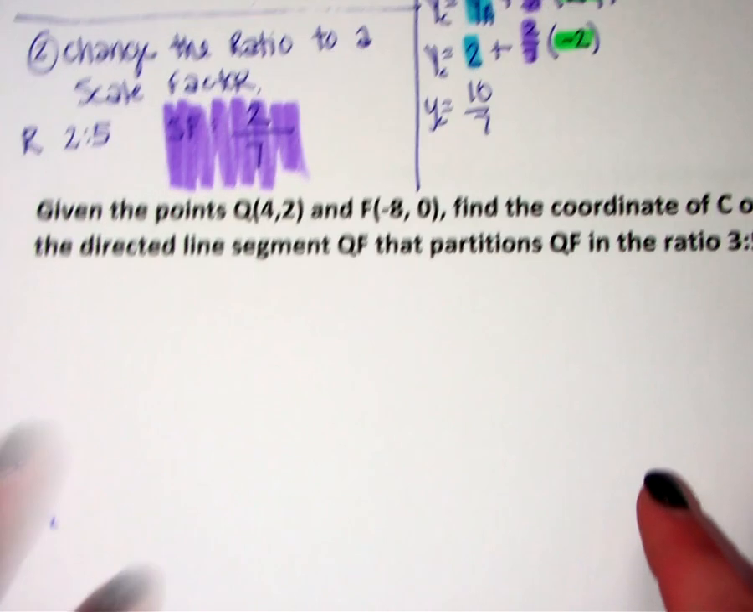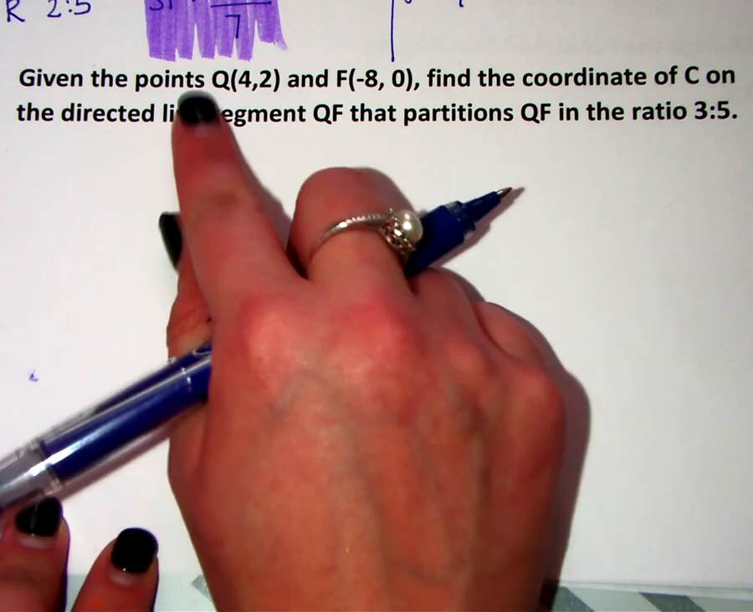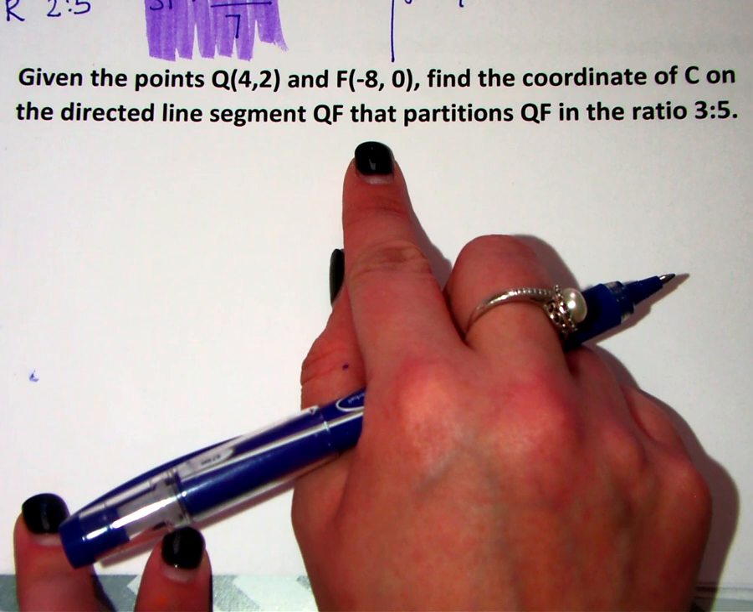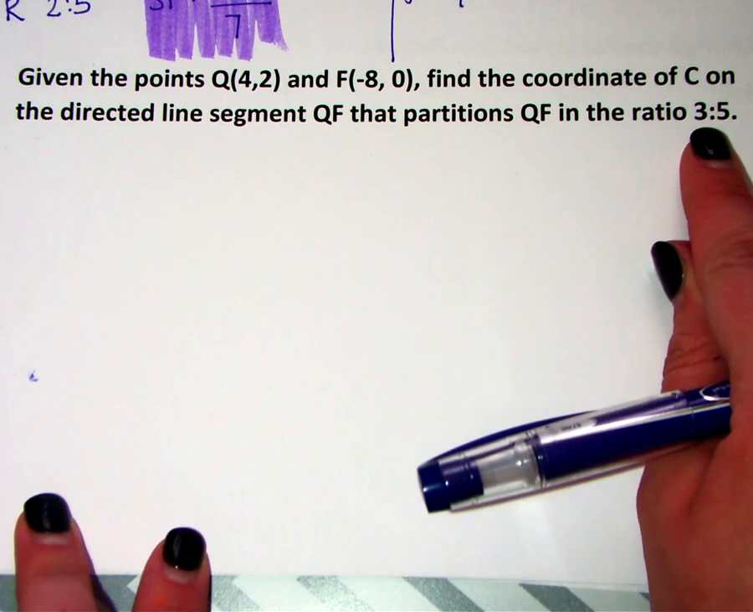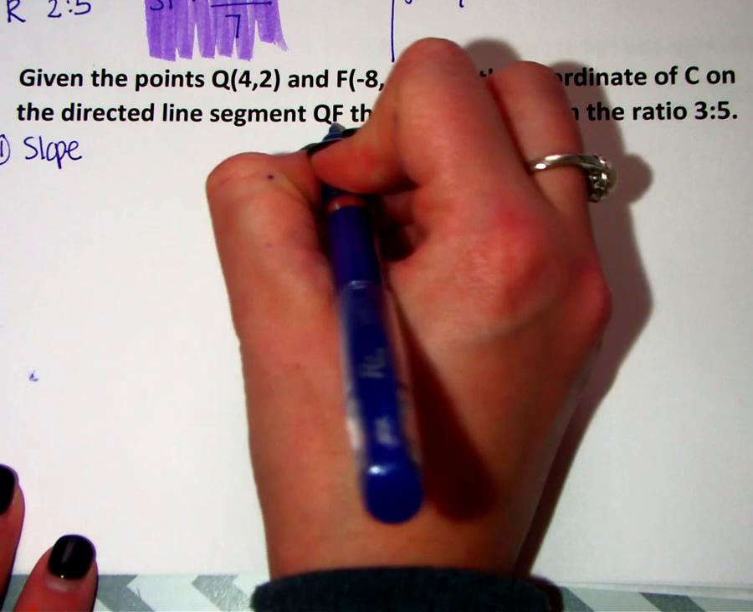Let's go ahead. I'm going to do this a little quicker. Makes a little bit more sense. So given the points Q and F, find the coordinates of C on the directed line segment QF that partitions QF into the ratio of 3 to 5. Step 1, slope of QF.